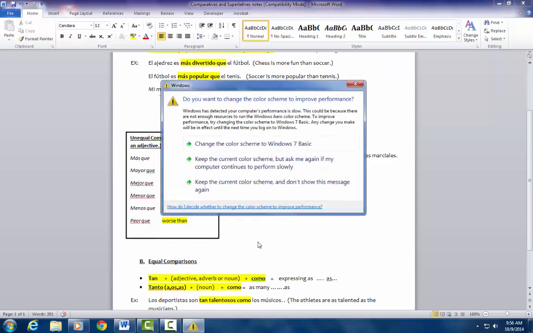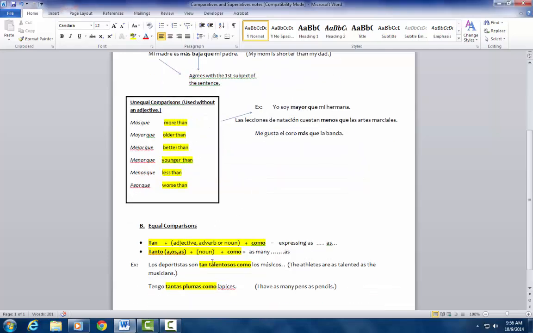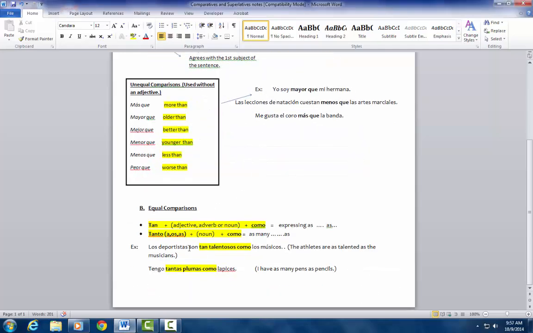Okay, let's move on to letter B, which is going to be equal comparisons. We're going to use the expression tan, adjective, adverb, noun, plus como to express as... as. And you may be saying, well, that's kind of weird because if it's the word as and as in English, shouldn't it be tan and tan? Or shouldn't it be como and como? I'm sorry to say, no. In Spanish, it's a little different. Then we have tanto or tanta or tantos or tantas plus a noun plus como. Okay? As many as.